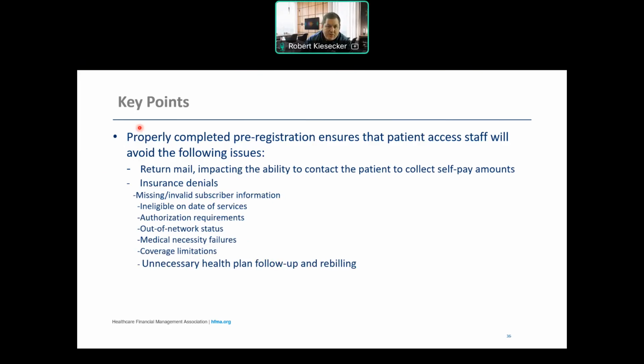So your pre-registration and patient access personnel have the ability to really set you in a good place for billing and to reduce liability and risk. But if we fail to collect that information, fail to do what we need to do, then they increase your risk. They increase your expense. So it's really important that we monitor this and make sure that those steps are in place.